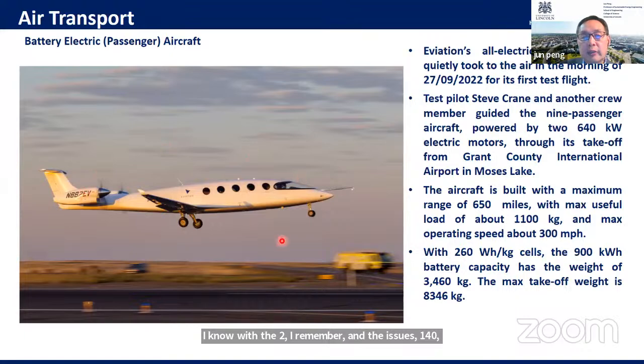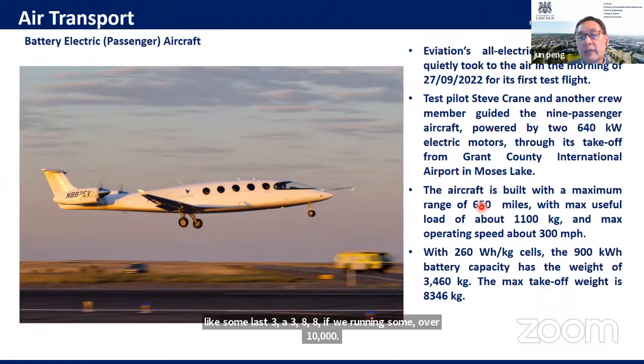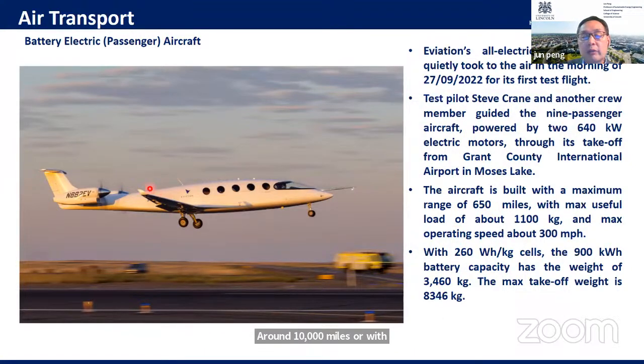So this electric aircraft technology works if we don't care too much about the range, because the range only covers 650 miles. For a bigger one, like an A380, running around 10,000 miles with 800 passengers, how can we get a battery to support a bigger commercial passenger aircraft? This is another issue in the gradual development.